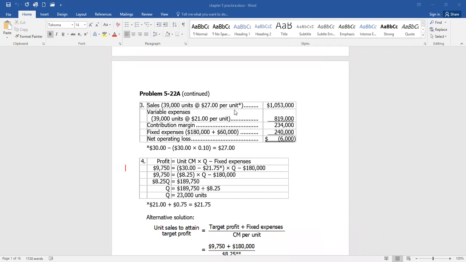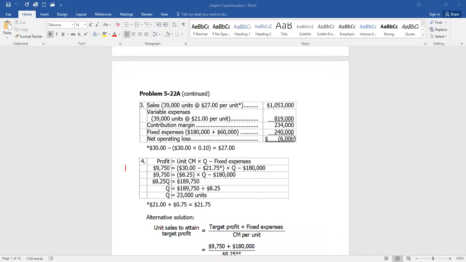The new selling price will be 10% less than the original. Original was $30. 10% of $30 is $3. So now the selling price would drop to $27, which would result in $1,053,000 in sales. The variable expenses will be $39,000 times $21 per unit, that stays the same, or $819,000 in total. If you subtract that, you'll get a contribution margin of $234,000.